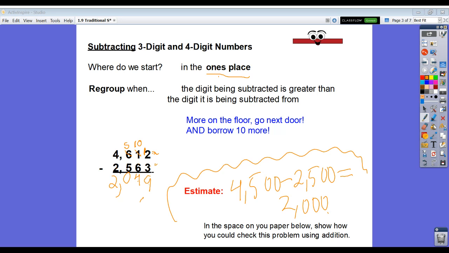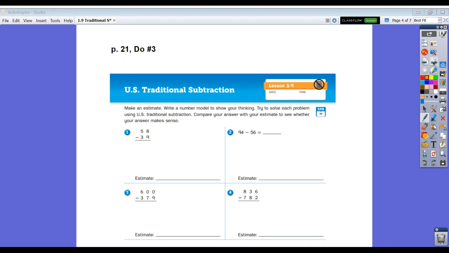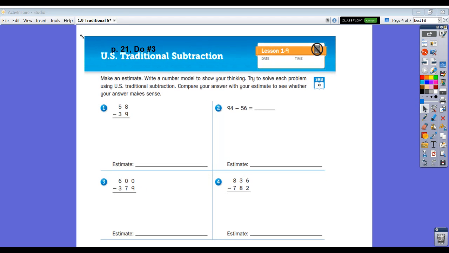Please take out your math journal. I should have had you do that earlier. Please take out your math journal. We're going to do one more together, and then I'll stop and take any questions you might have. Open up your math journal to page 21 and circle problem number 3. We're going to do this one together.